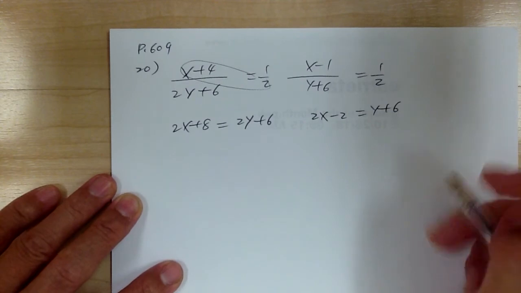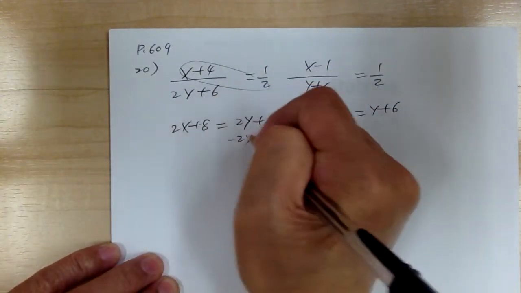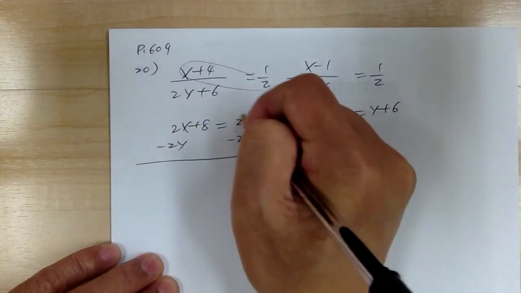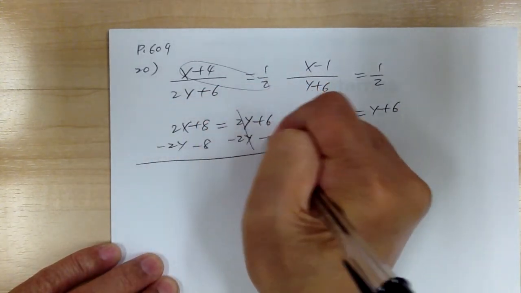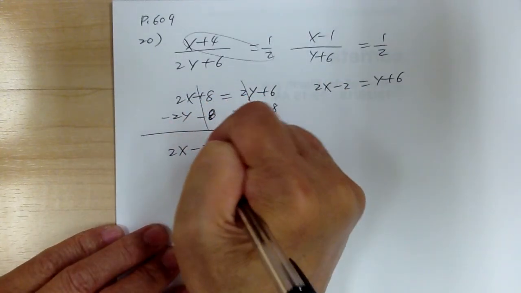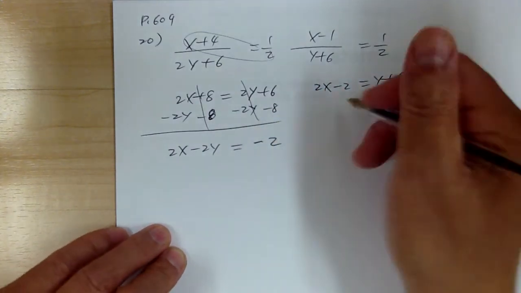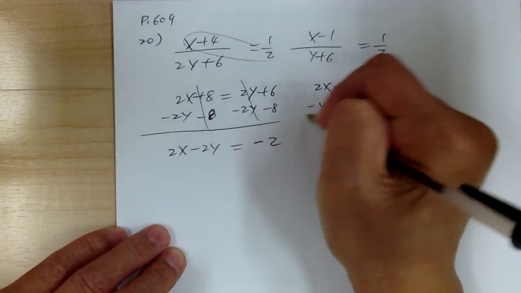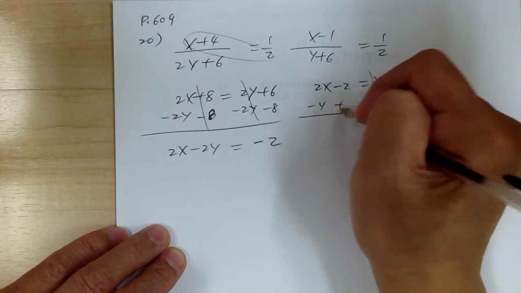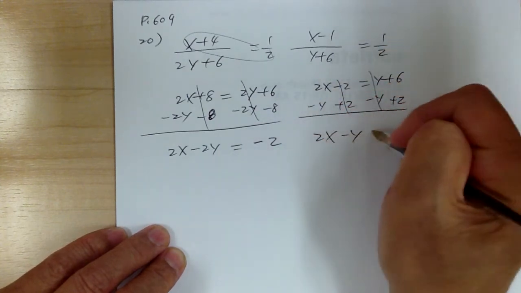Okay. And again, I'm going to move things around. So minus 2y, and minus 8, minus 8. Okay. So I got 2x minus 2y equal to -2. Over here I'm doing the same thing, minus y, so this cancels out. Plus 2, so this cancels out. So I get 2x minus y equal to 8.